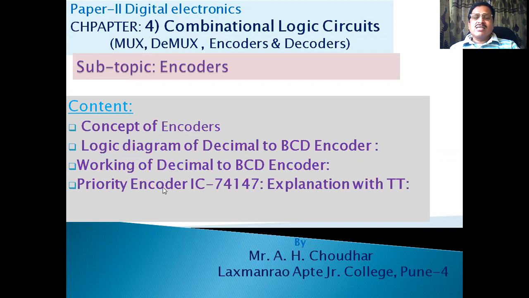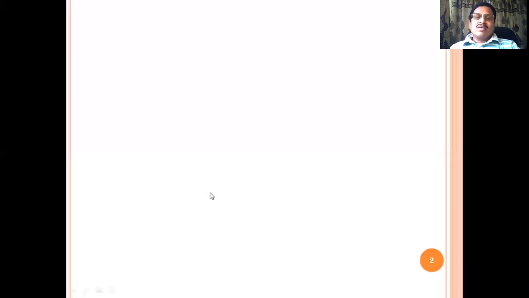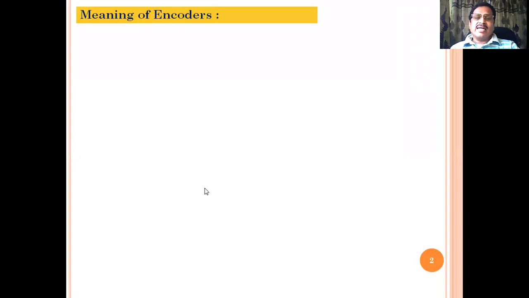And at the last, we'll see one type of IC available for this purpose, that is IC 74147, known as a priority encoder. We'll try to understand the concept of this IC with the help of a truth table. We shall begin with the first sub-content, the meaning of encoders.